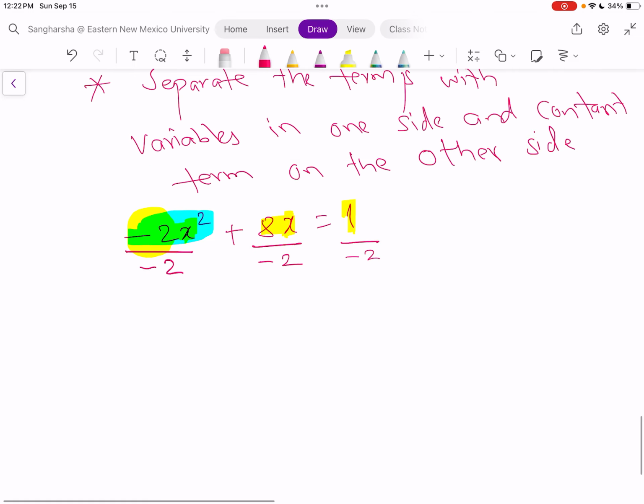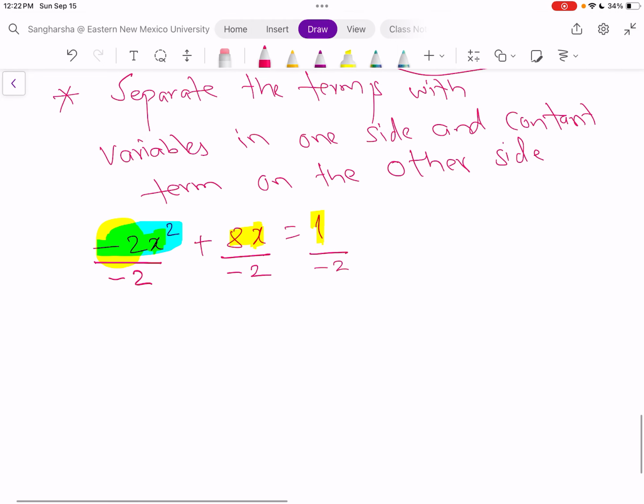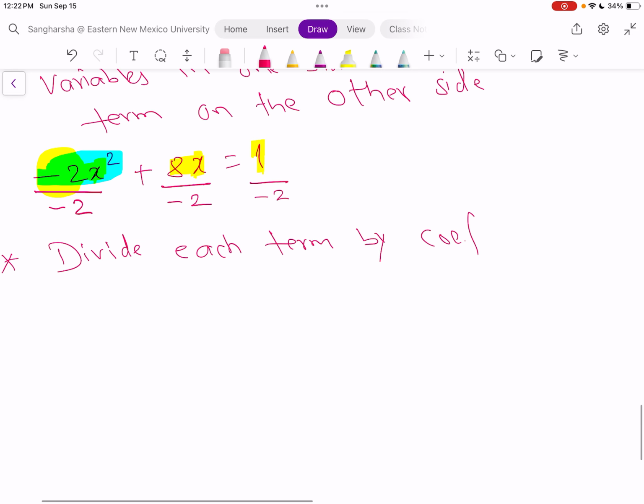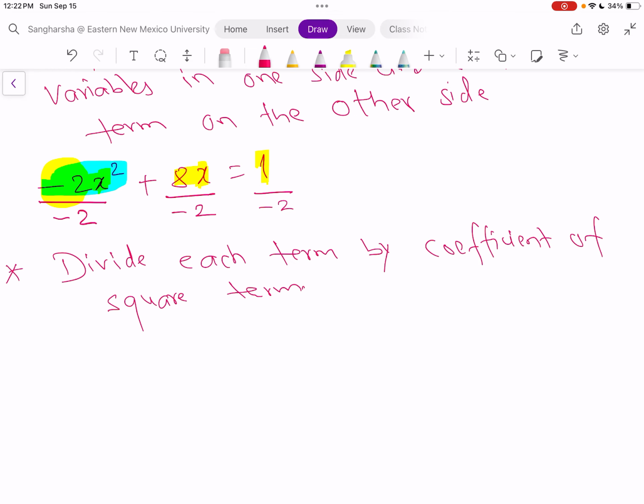Now after dividing, let me just write down that step here. Divide each term by the coefficient of the square term. If it's other than positive 1, then you are required to divide each term of this quadratic equation by the coefficient of the square term. Here we have a coefficient of the square term, negative 2, so we choose negative 2 to divide each term of this equation.